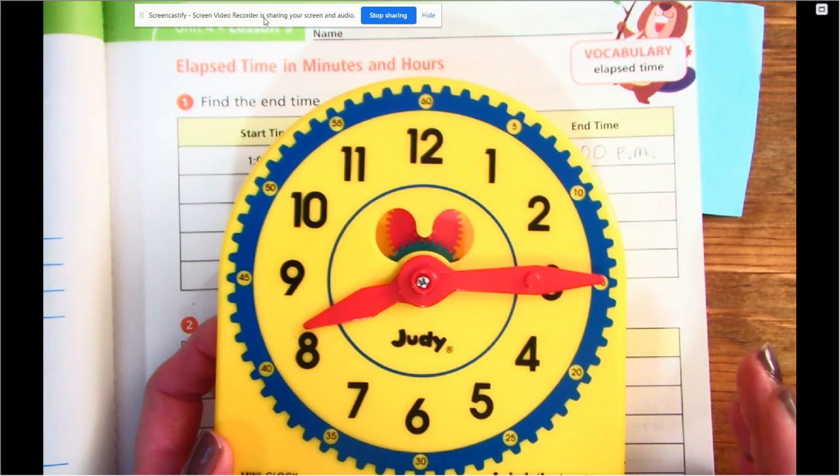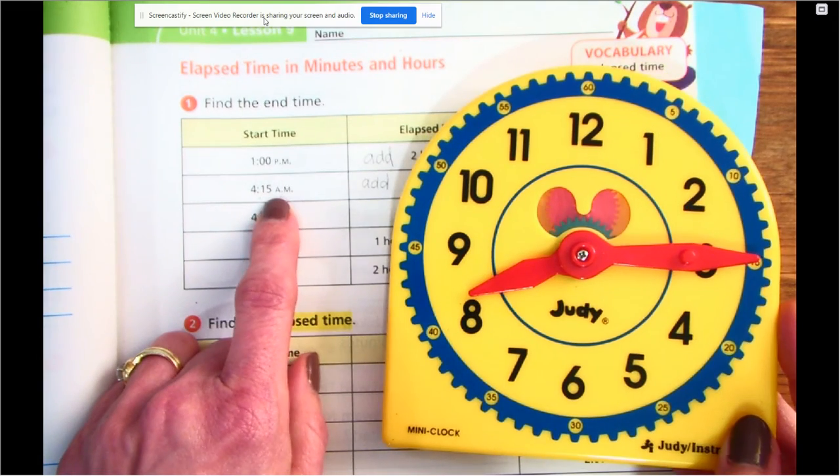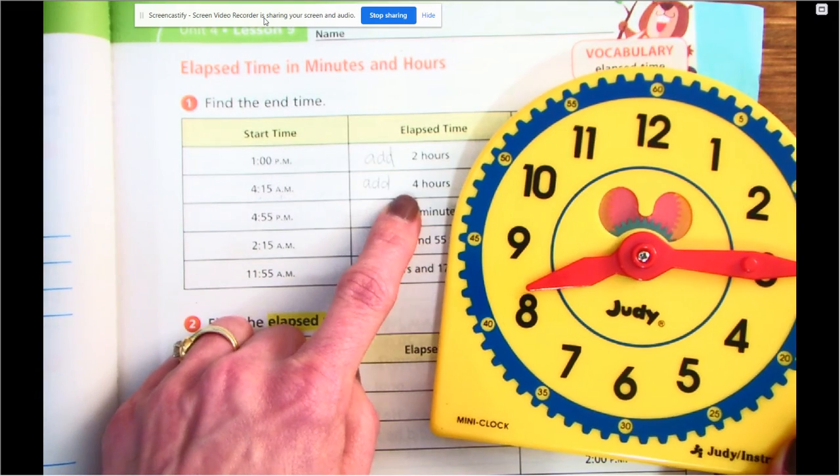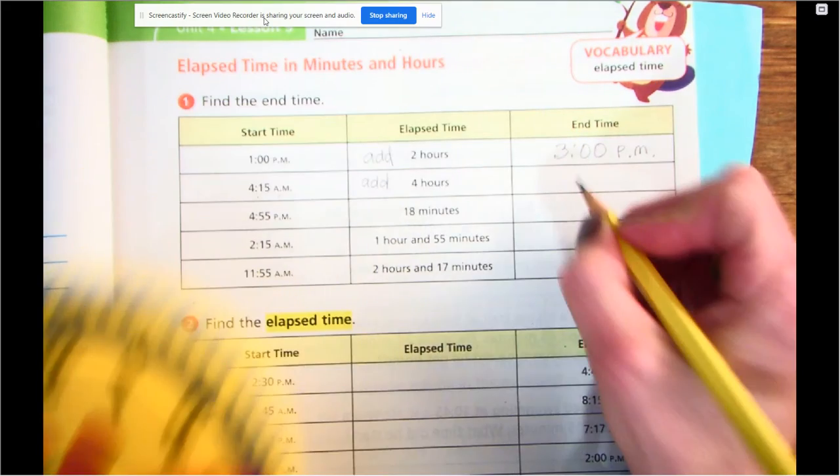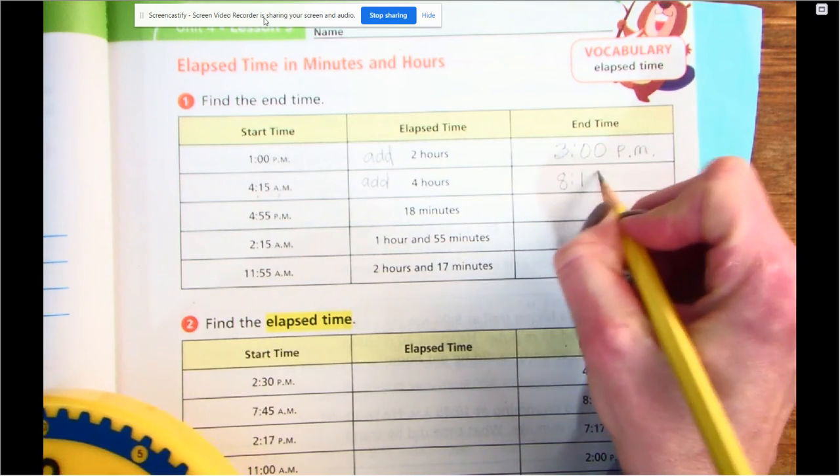So 4 hours, when I take 4:15 a.m. and I add 4 hours. Now I have 8:15. But is it AM or PM?